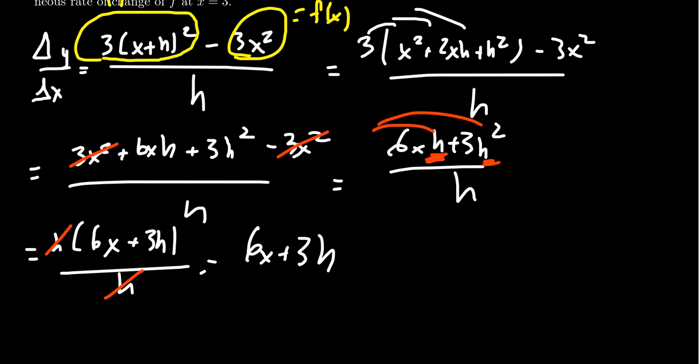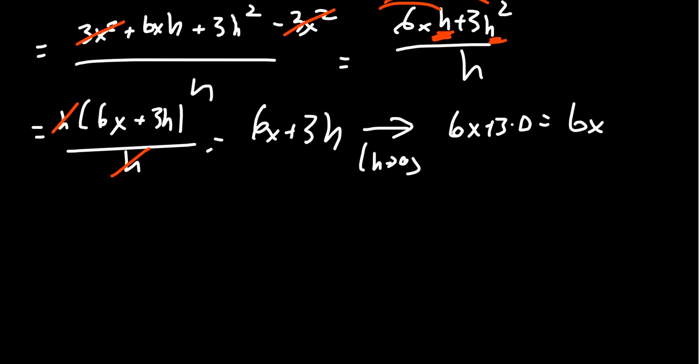So this gives us a formula for the average rate of change. Notice now that the average rate of change is always going to look like 6x plus 3h, for which, if I allowed h to go to 0 in this situation, this would look like 6x plus 3 times 0. That is, this just becomes 6x.